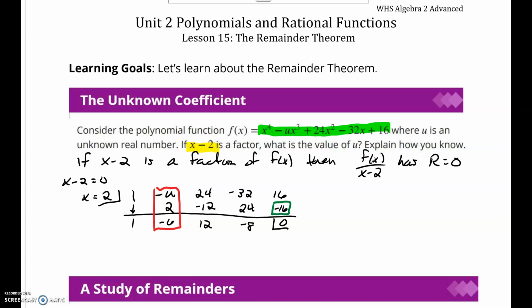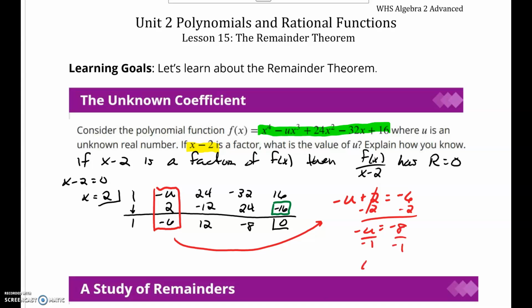Now I have the equation that I can solve. I can bring that right over here. Negative u plus 2 is equal to negative 6. I just solve that for u. I do that by subtracting 2 from both sides. And I get negative u is equal to negative 6 minus 2, which is negative 8. Divide both sides by negative 1. u must be equal to 8.